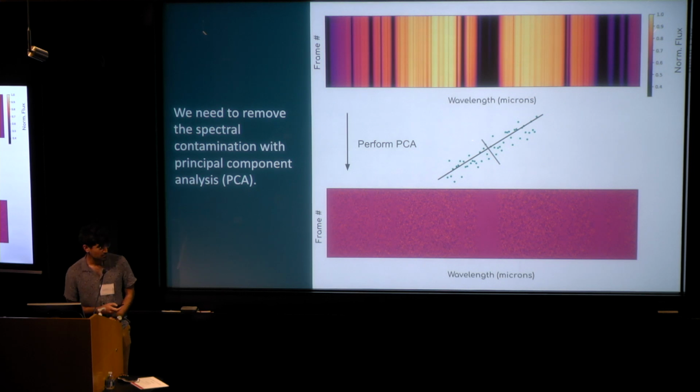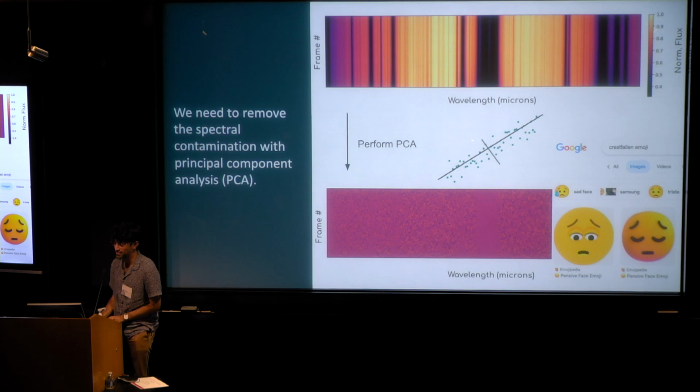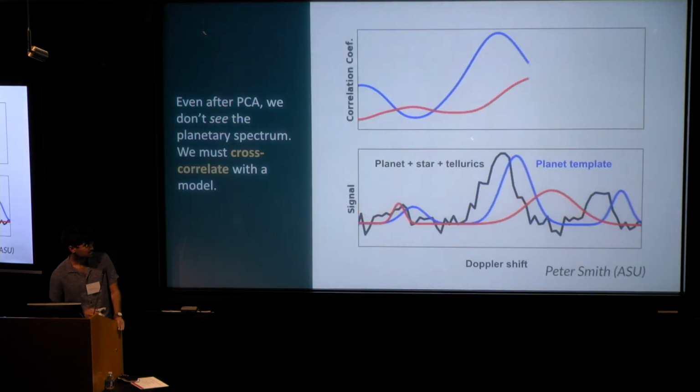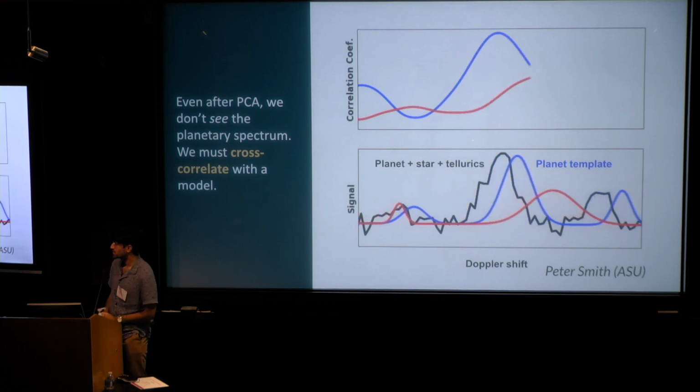But we end up with junk. It's very sad. It is very, very sad. So there's a huge caveat here, right? We need to do one extra other thing, at least, in order to eke out the planetary signal. So we need to resort to this thing called cross-correlation analysis.